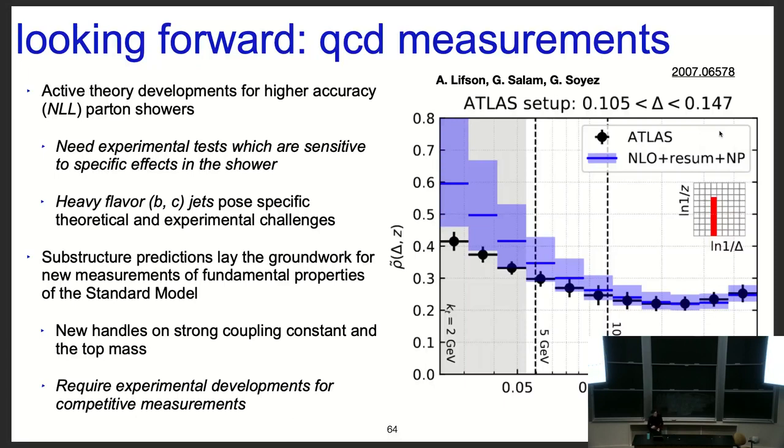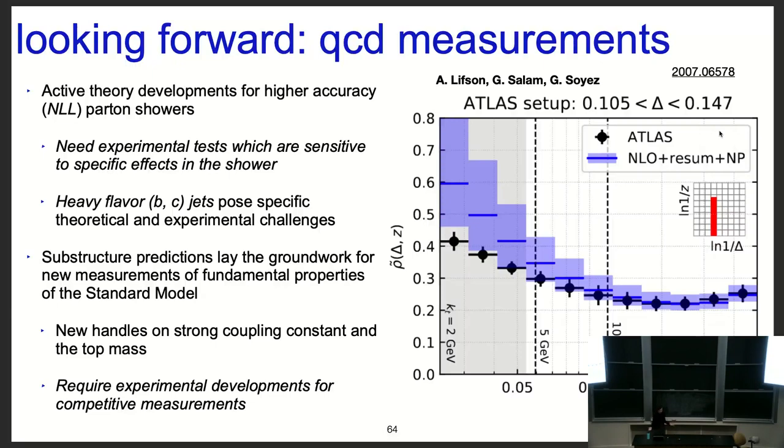There's been a lot of work from a couple of different collaborations of theorists towards making next-to-leading log accuracy parton showers. And one thing that's going to be really important in the coming years is actually testing these models, and looking for very specific effects to see, can we see these in data? Are the models they're creating working as we would expect them to? So this is something I'm very interested in.